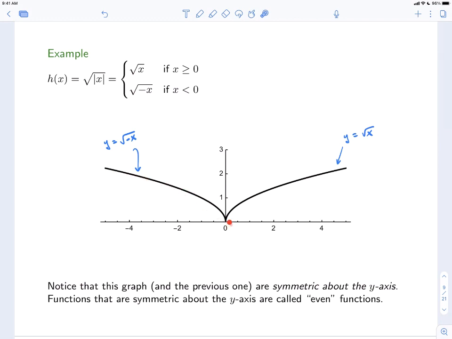Now notice that this left portion is the reflection of the portion on the right through the y-axis. This is a common thing when you're dealing with absolute values. It's symmetric about the y-axis. Functions that are symmetric about the y-axis are called even functions.